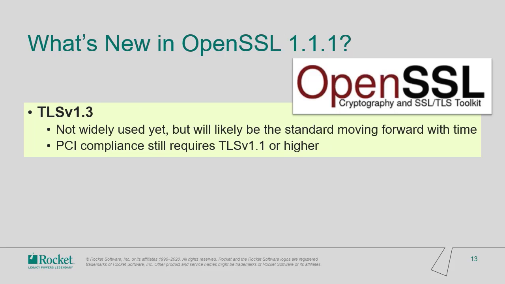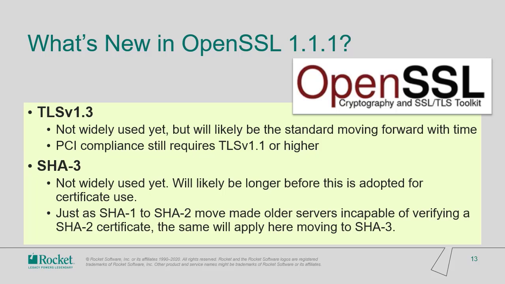And continuing on that point, TLS 1.3 is really not widely used yet. It'll probably be the standard moving forward, given more time. For instance, right now, PCI compliance still just requires TLS 1.1 or higher. So it's not requiring 1.3 yet, but that could be possible in the near future. SHA-3, again, not widely used yet. Probably be longer before this one's really adopted for certificate use.